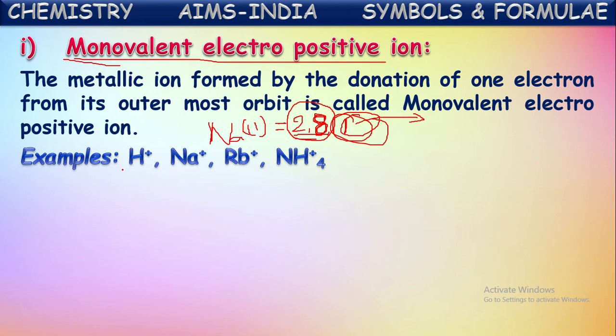In the same way, all of these we can call monovalent electropositive ions: H+, rubidium +, K+, and the ammonium ion, NH4+. These are all formed by the loss of one electron. They are called monovalent electropositive ions.